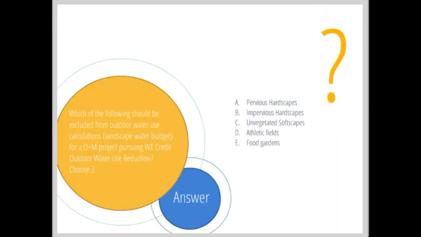That concludes all the credits and prereqs under water efficiency. Now, let's do a quick review. Which of the following should be excluded from outdoor water use calculations, landscape water budget, for an O&M project pursuing WE Credit outdoor water use reduction? Choose 3.